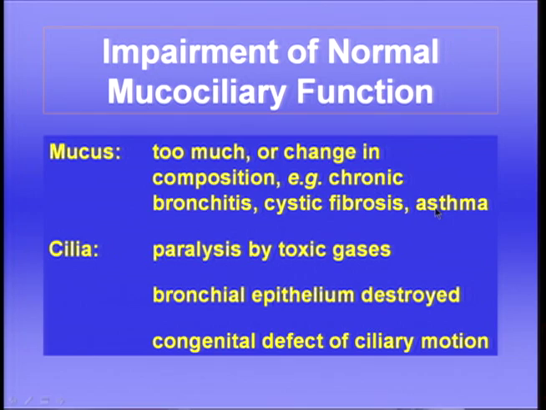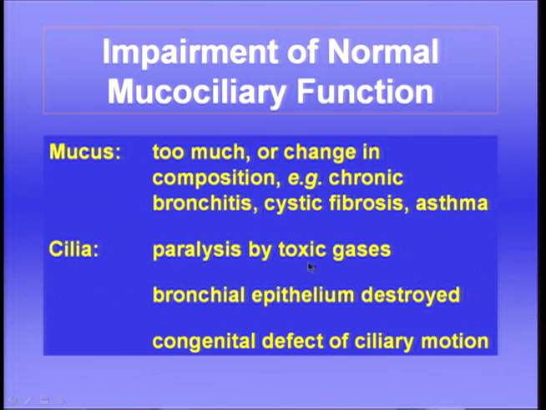For some reason, it's very viscid, and patients with asthma will sometimes cough up plugs of this material called Kirschmann spirals. You can see them in the sputum. And so one of the problems with asthma is the change in the characteristics of the mucus. The cilia can also become abnormal in function. They can be paralyzed by toxic gases.